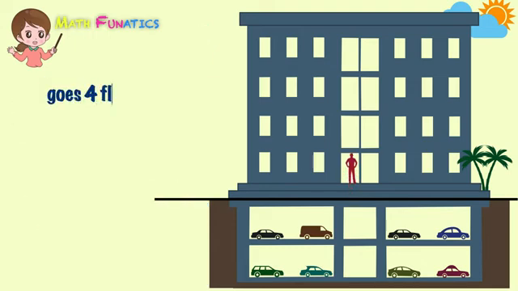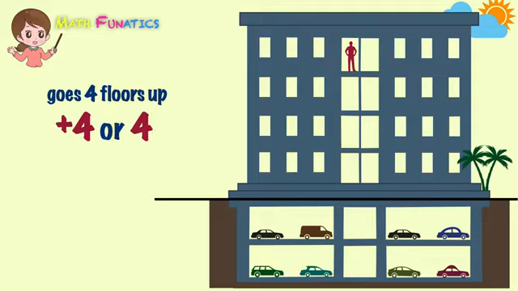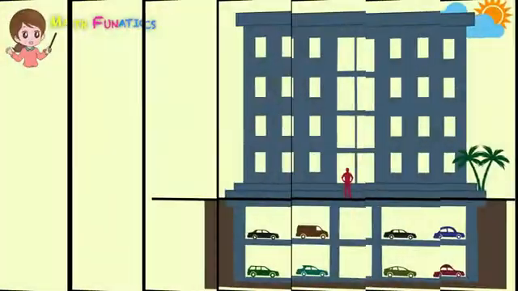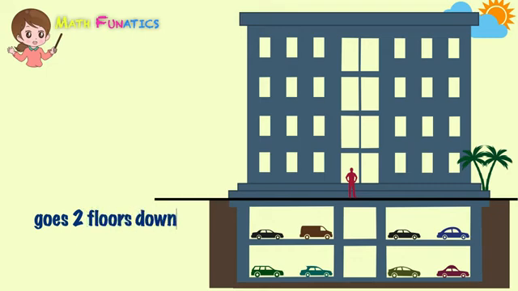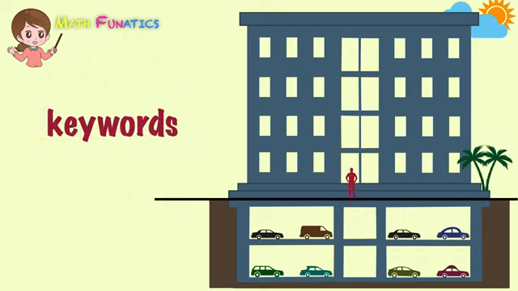So, if the man goes 4 floors up the building, then it may be represented by positive 4 or 4. But if he goes 2 floors down the building, then it is negative 2 that best represents his action. To identify which integer best suits a given situation, we have to look for the keywords to give clues on what integers to apply.